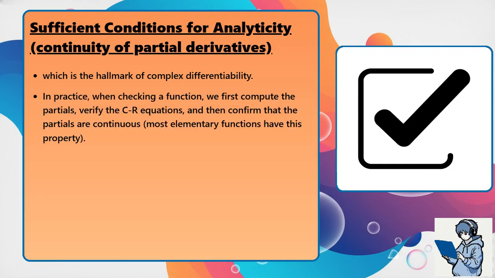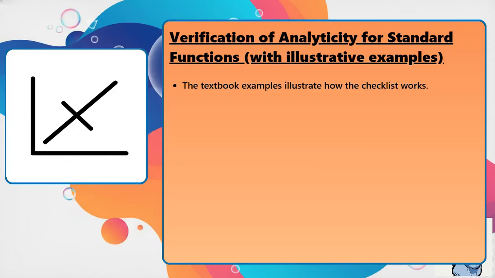In practice, when checking a function, we first compute the partials, verify the CR equations, and then confirm that the partials are continuous. Most elementary functions have this property. The textbook examples illustrate how the checklist works.